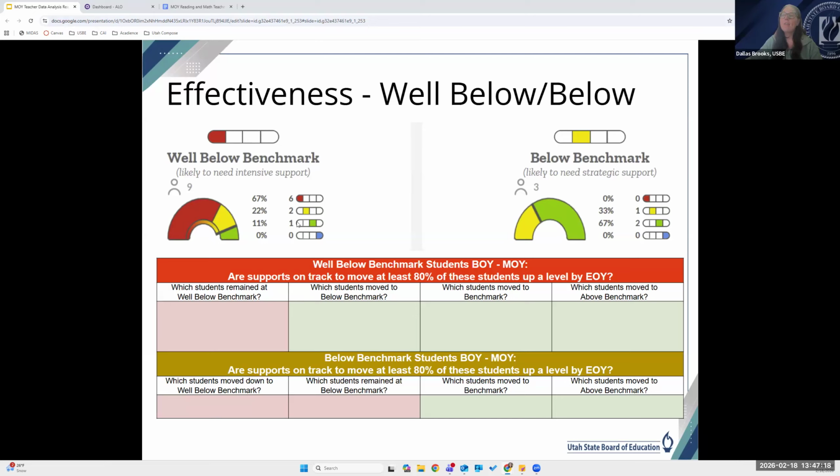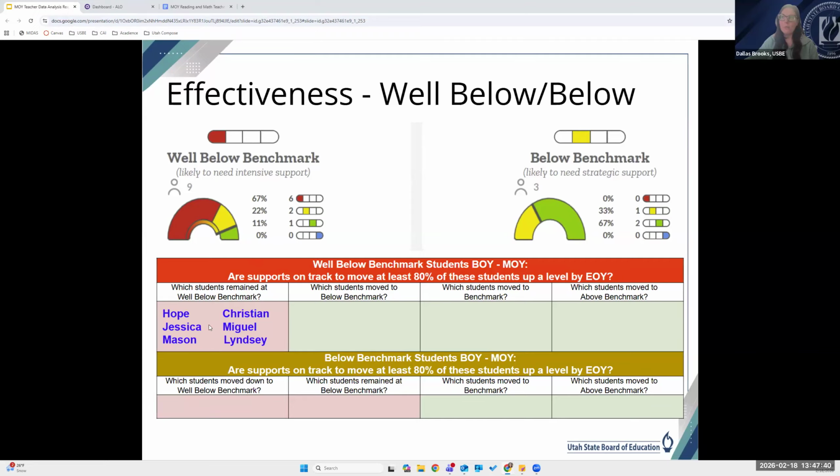1 of my students here moved from a red to a green. So that is phenomenal to see. And then I didn't have any students move from a red at beginning of year to blue at middle of year, which is pretty common to see. That's a really big jump for them to be taking. And we're really just looking for students to be moving up.